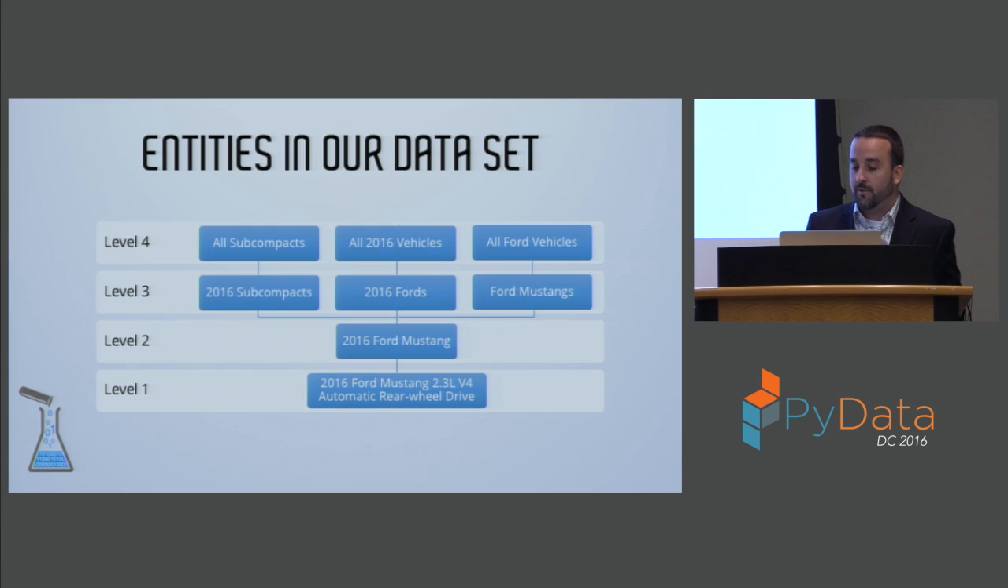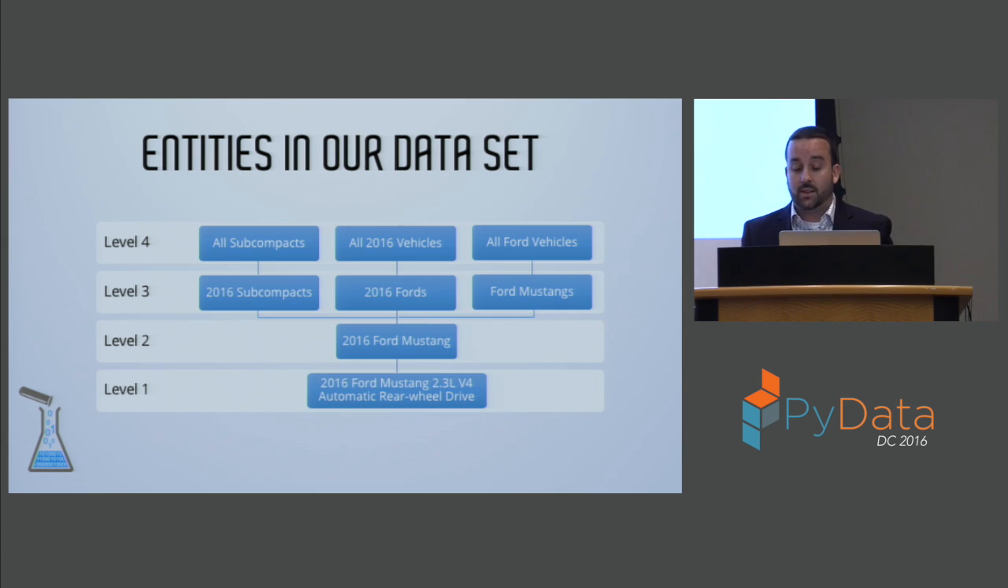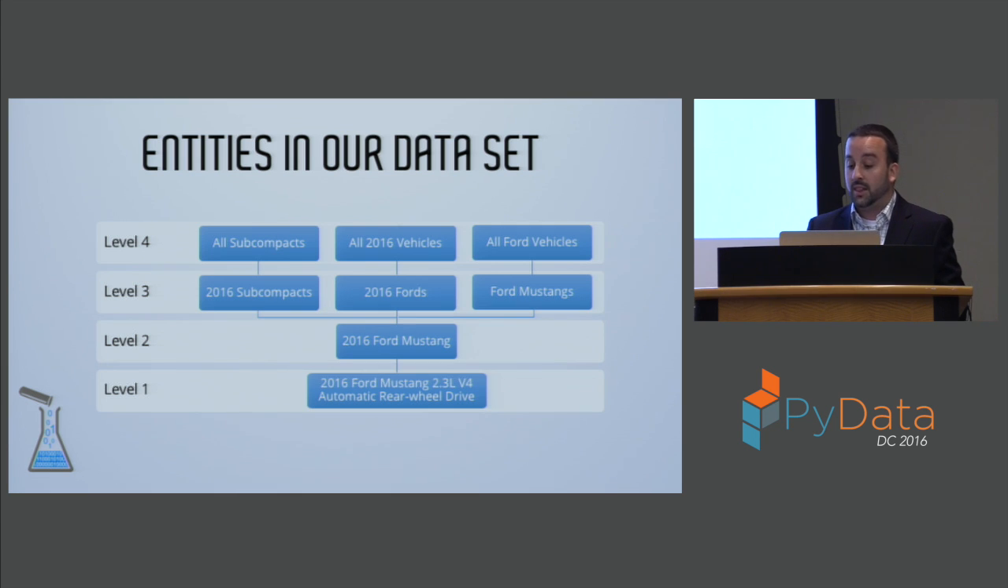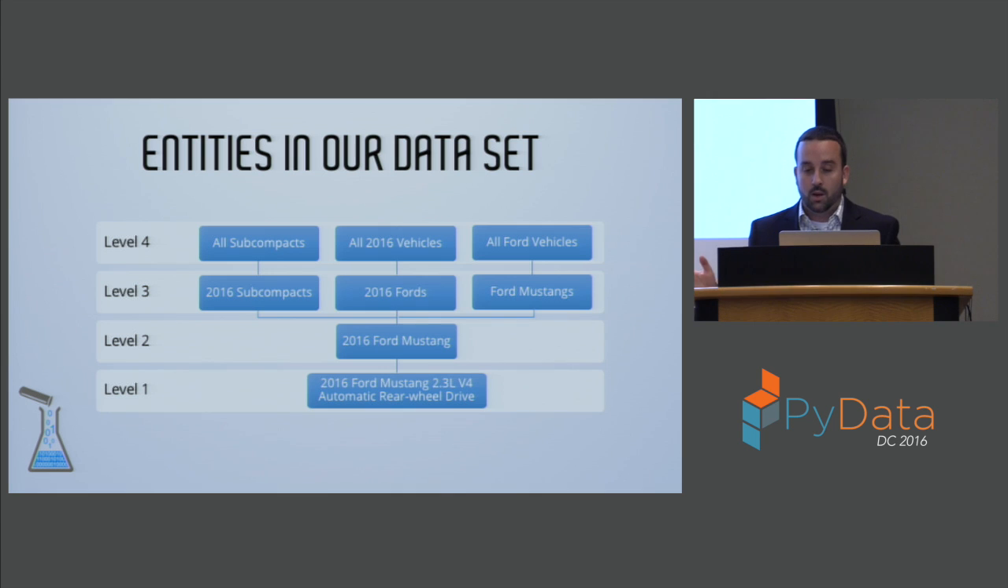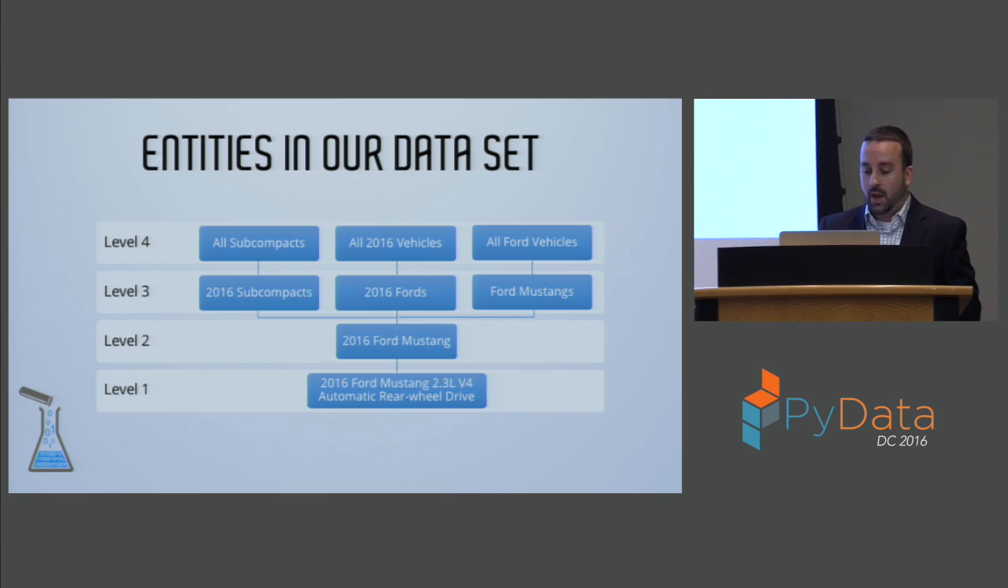To drive that home and clarify it a little bit further, here's an actual example from the data set. Down at the bottom level, which is the year and the specific model, you have a 2016 Ford Mustang with a 2.3 liter V4 engine, automatic transmission, and rear wheel drive. At level 2, we can roll things up and take a look at just all 2016 Ford Mustangs as one entity that we're analyzing. And then at level 3, you can do the same thing with all 2016 subcompact cars, all 2016 Fords, or just all Ford Mustangs regardless of the year that they were made. And then it's up the hierarchy from there.